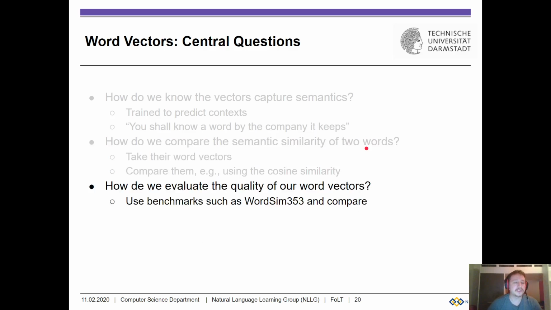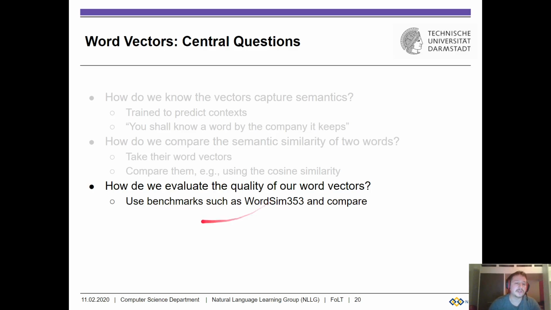And our third central question is, how do we actually evaluate the quality of our word vectors? You can assume that there are different word vectors out there, so different approaches. I said that those word vectors are obtained from deep neural networks, and deep neural networks have hyperparameters and initializations, etc. So you can get slightly different word vectors from different parameterizations of your networks. So how do we know which one of them are good?